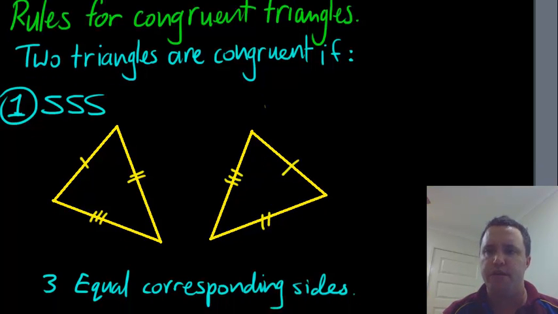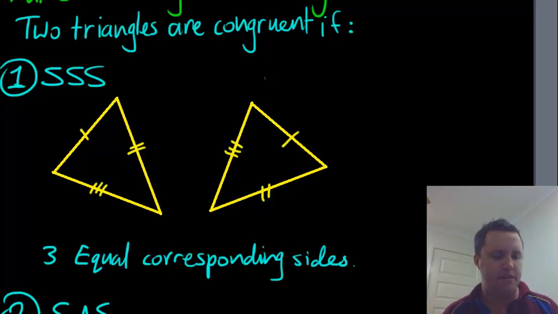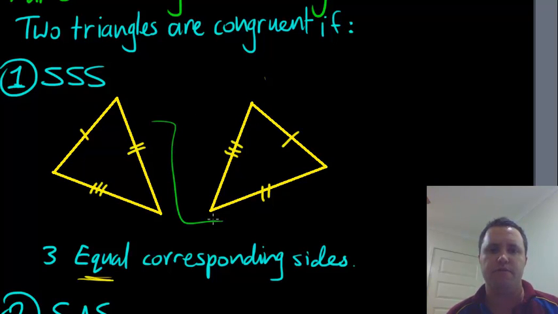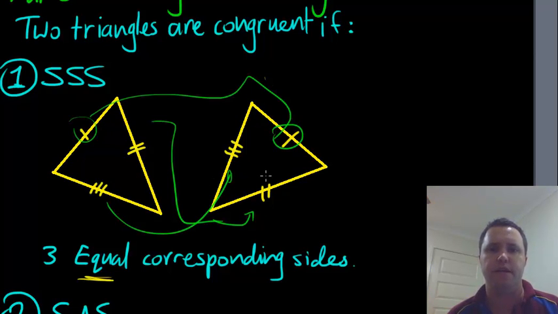So the first rule is known as SSS. You can tell if 2 triangles are the same if they have 3 equal corresponding sides. Remember, equal means they're exactly the same length, and corresponding sides just means that this side corresponds to this one here, this one corresponds to that one there, and this one corresponds to this one here. We can tell with the lines and things. But because we have SSS, side, side, side, 3 equal corresponding sides, we know that these triangles are congruent.